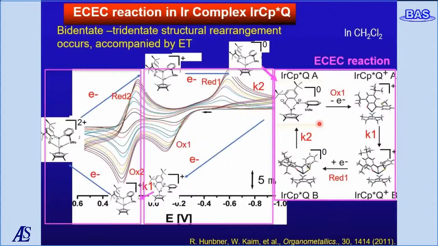Therefore, the ECEC mechanism is observed in the electron transfer process, accompanied by this structural change as a chemical reaction. At first glance, the voltammogram may seem complicated, but it can be explained by considering the structure change.